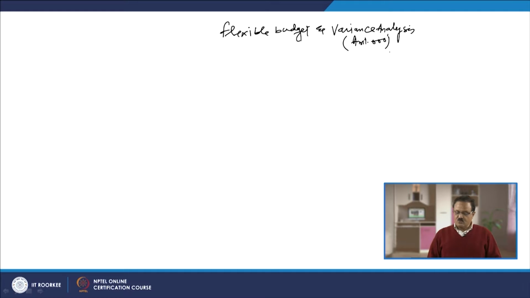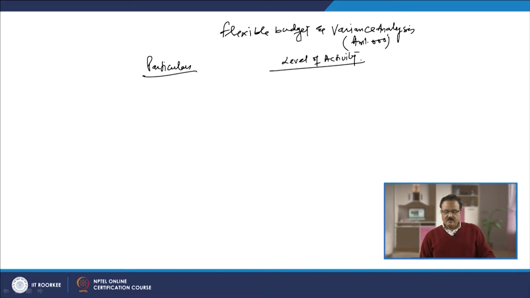If you prepare this budget, again we will have to create a statement. First column is for particulars, then the level of activity. So, particulars, level of activity. If you take the level of activity, first is 7 millions, then 8 millions, and then 9 million level of the revenue or the sales, right.